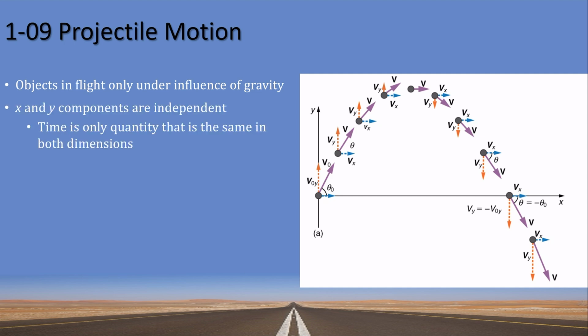In projectile motion, the x and y components are completely independent. The x motion does not affect the y motion. The only thing that's the same in both dimensions would be the time.